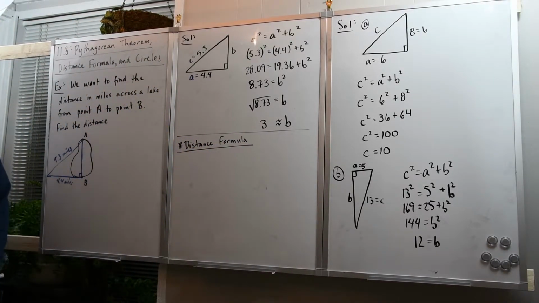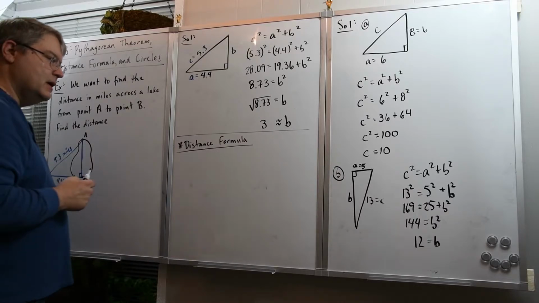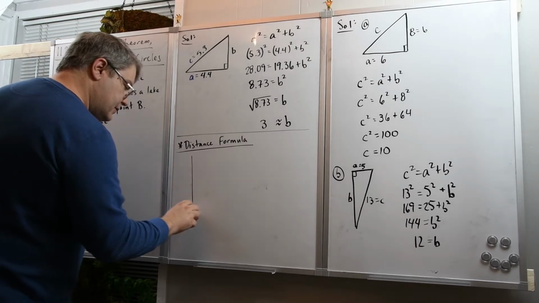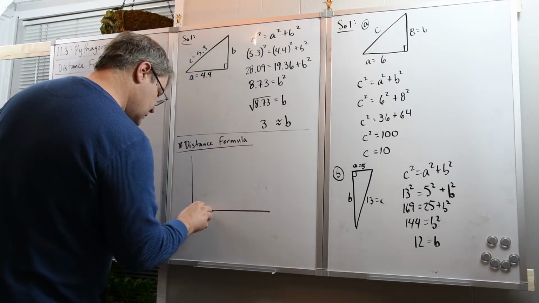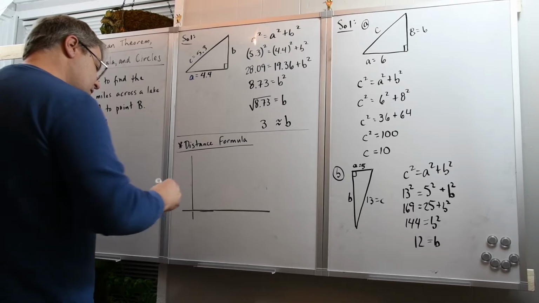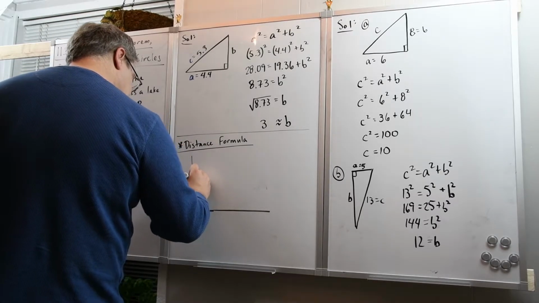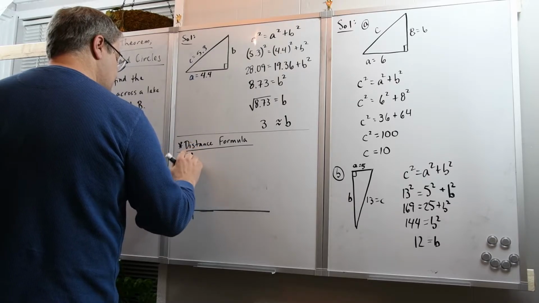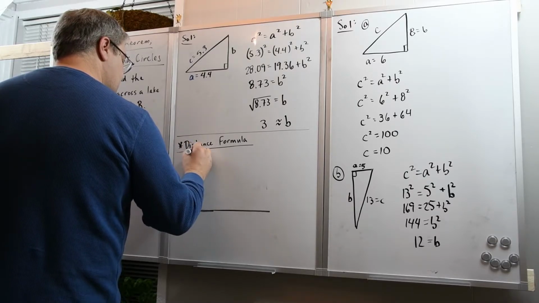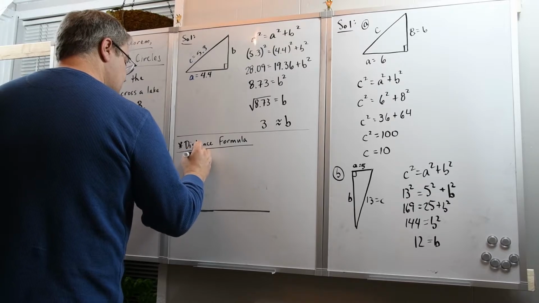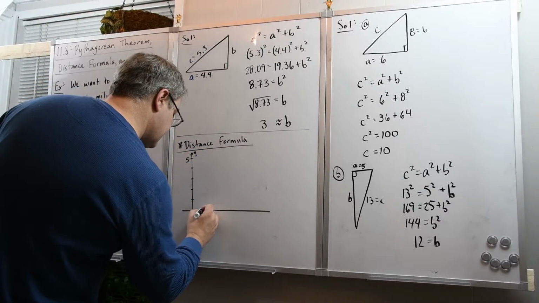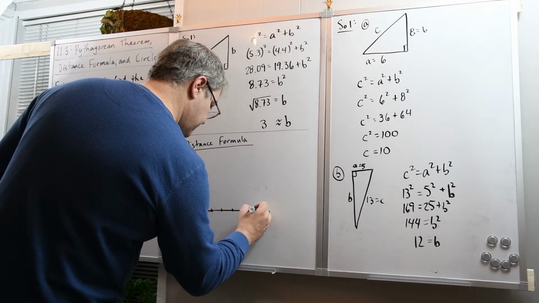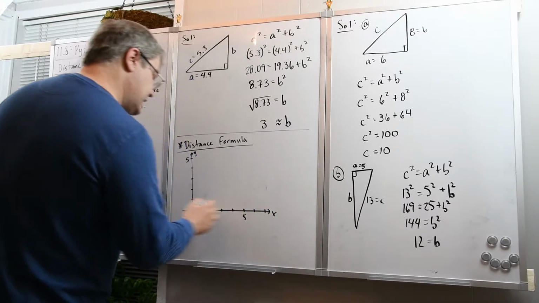So what I'd like to do here is think about what would happen in a particular example where we have a graph. And let's put some marks on the graph. So we have our y-axis here, and we have our x-axis here.